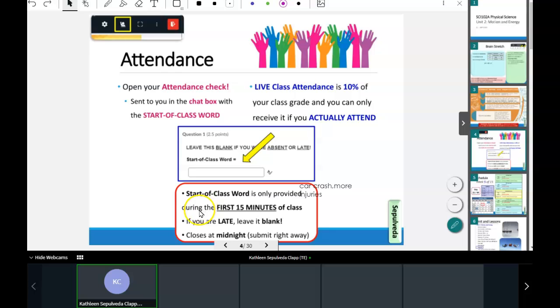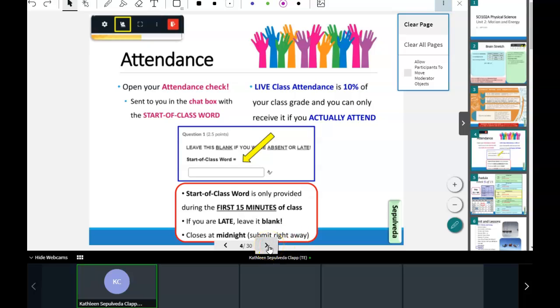Again, I give it to you for the first 15 minutes of class. You have your attendance word in the chat box. If you are late for some reason or need to leave early, you just leave that portion blank and you'll get at least half credit for being in class. It closes technically at midnight tonight, so you have up until midnight to get your attendance word. If you want to do it later, make sure you copy it down and spell it correctly. That's all I ask.